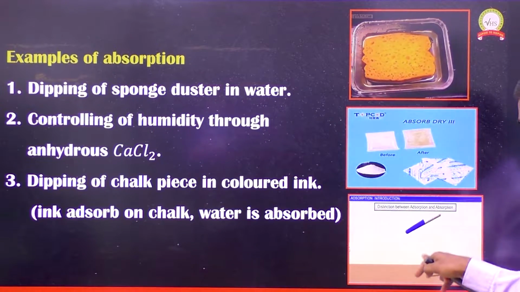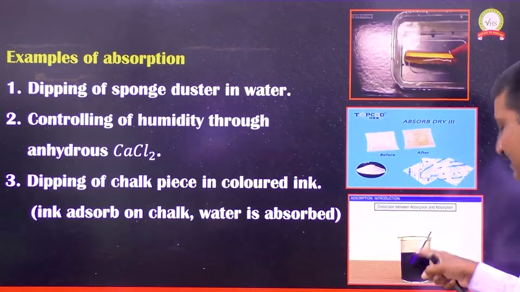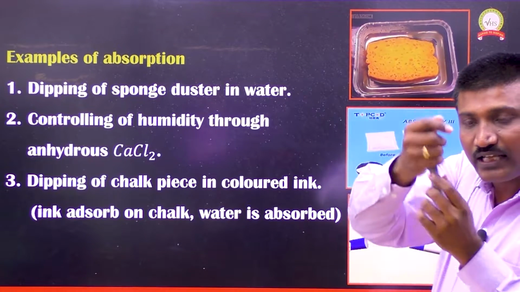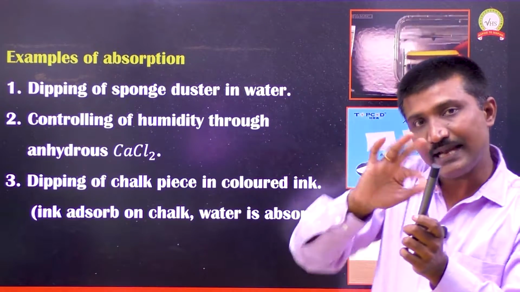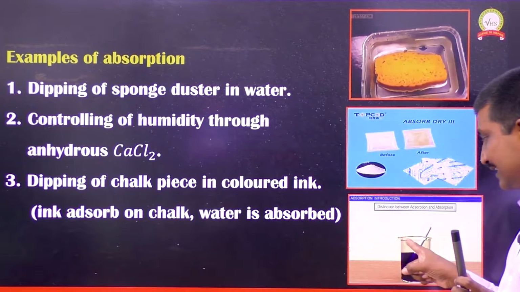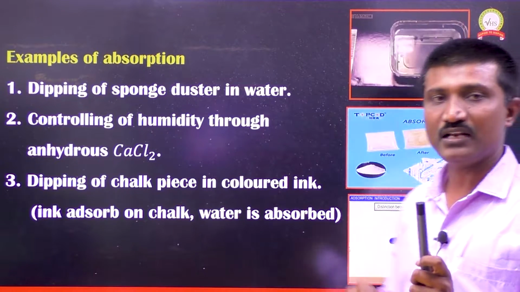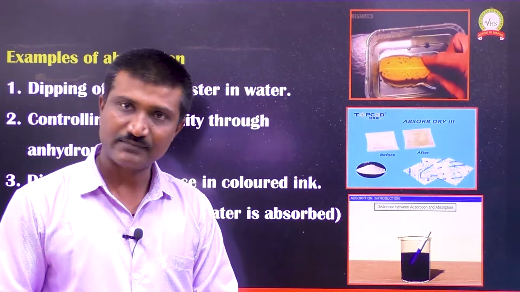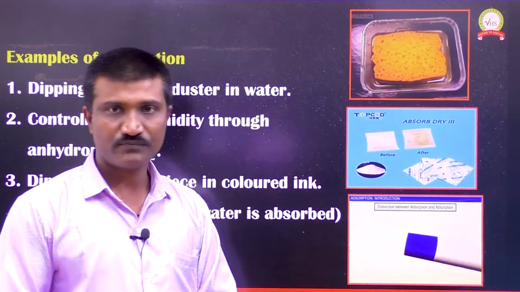Another example is dipping a chalk piece in colored ink. If you dip the chalk piece in the colored ink, and after that remove and break that chalk piece, you will see that the colored ink particles are occupying only the surface of the chalk piece, but the water present in the ink enters inside the chalk piece. So, these two processes are taking place. One is ink particles occupying the surface, and colored water molecules entering inside, meaning adsorption and absorption take place. So, this is the best example for adsorption as well as absorption.